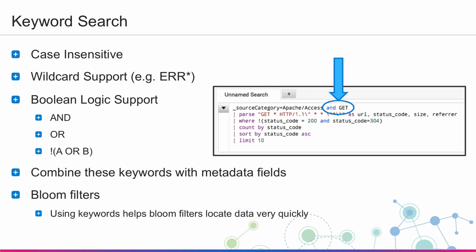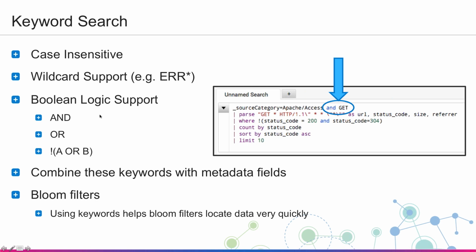Okay, so on top of metadata tags, you can also use keyword searches to limit your scope. What is supported with the keyword search? Well, first of all, they're case insensitive searches. So in the example that I have on screen here, where I'm applying a keyword called get, it's all capitals. However, it'll search through all your data, and even any words that are in lowercase will be found. It also supports wildcards, right? So I could do an ERR star and get a list of errors.